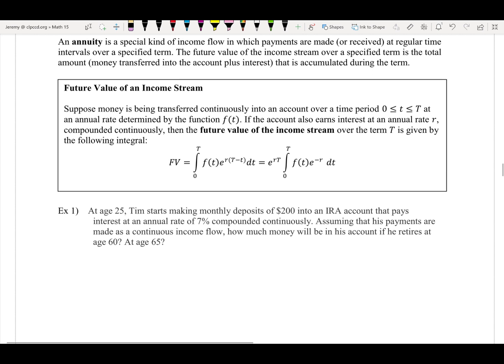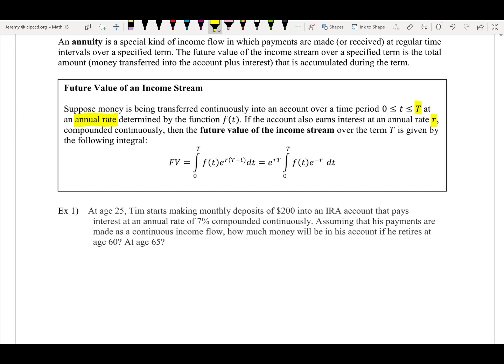Okay, so here is the actual definition and the integral that we'll use to evaluate this. Future value of an income stream. Suppose money is being transferred continuously into an account over a time period 0 to capital T. So capital T we're going to use as the length of the term. Okay, and we're doing this at an annual rate. This is important. Determined by the function f of t. So f of t is the rate at which we are putting away money. So this is like the saving function. How much are we saving per year? If the account also earns interest at an annual rate of r, compounded continuously, then the future value of the income stream over the term T is given by the following integral.